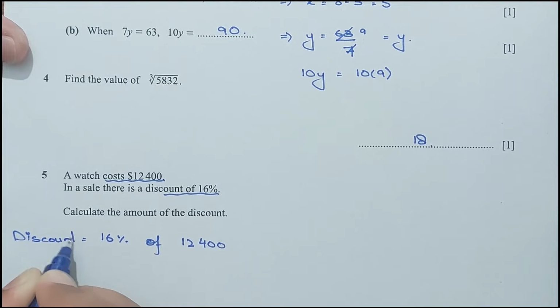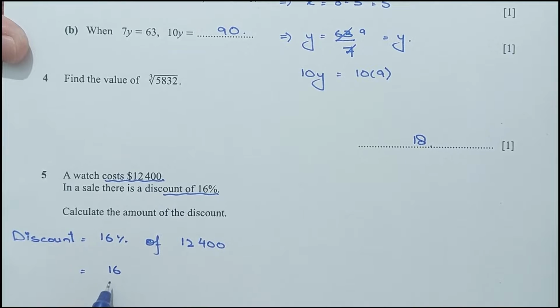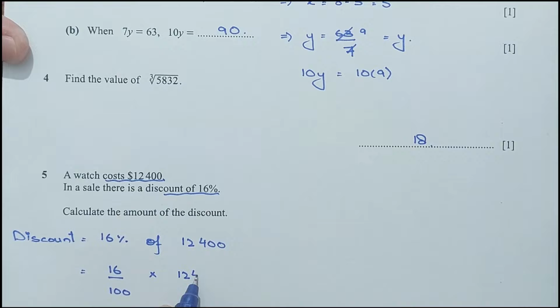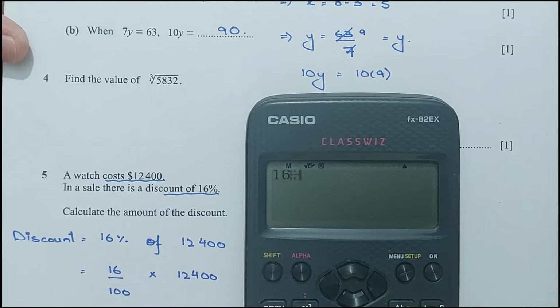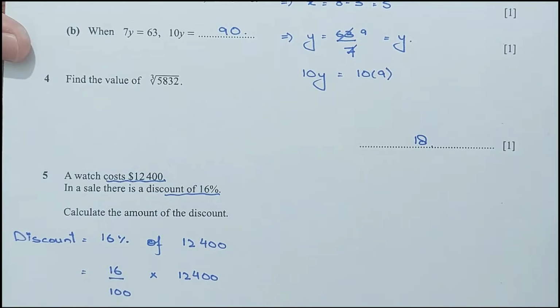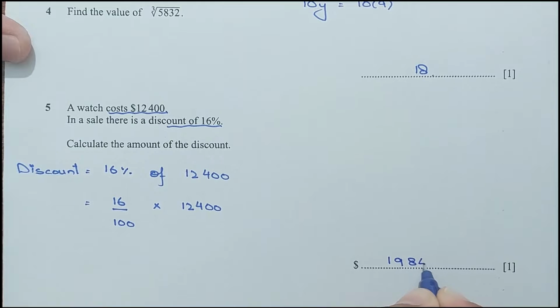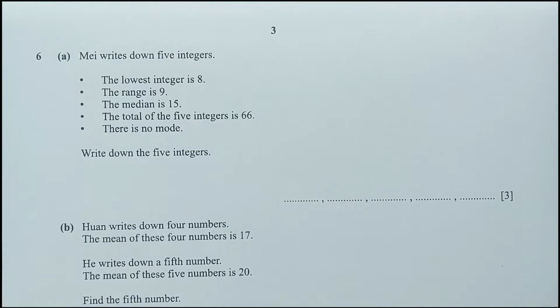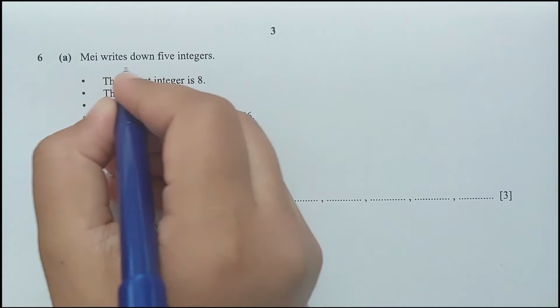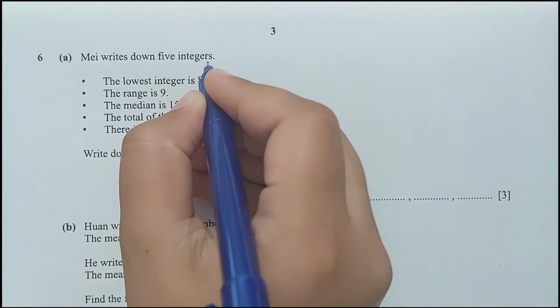amount, right? So 16% is 16 out of 100 times 12,400. Let me simplify 16 over 100 times 12,400. This is 1,984. That is the discount in dollars.